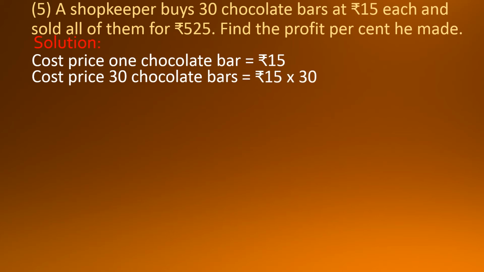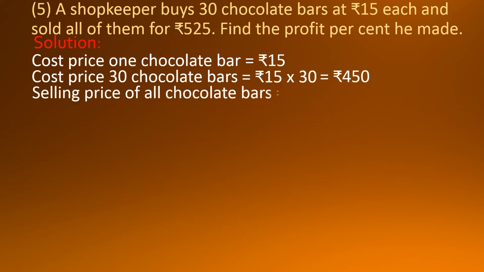Yes, multiplication. So do the multiplication. Rupees 15 multiplied by 30. We get rupees 450. So CP of 30 chocolate bars is equal to rupees 450, and selling price of all chocolate bars is equal to rupees 525. And profit percentage we have to find out.